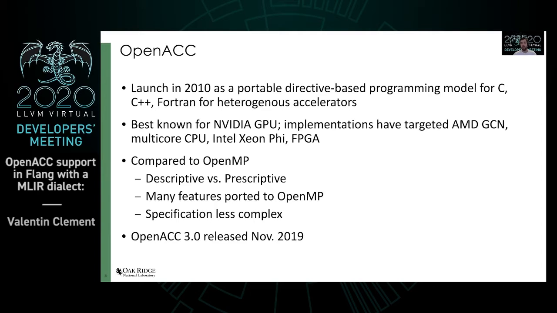It is often compared to OpenMP, but there are slight differences between the two models. OpenACC is more descriptive, while OpenMP is more prescriptive. Many features, such as target offloading, have been ported to OpenMP. The OpenACC specification is also less complex, and its latest version was released in November 2019.